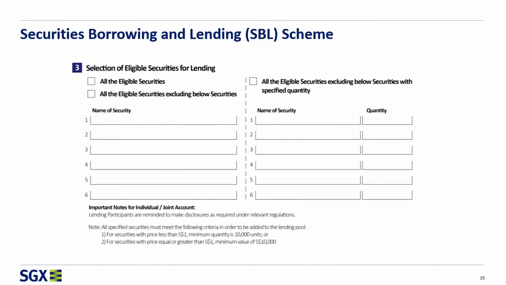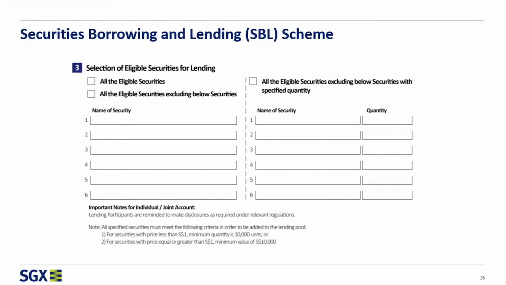Okay, or you might have, let's say, for example, stock A, B, and C, and you say, I want to lend out everything except stock C. So you say all eligible securities excluding below securities, right? So you put the name of stock C over here and say that, hey, I want to lend out my A and B, but not stock C, okay?